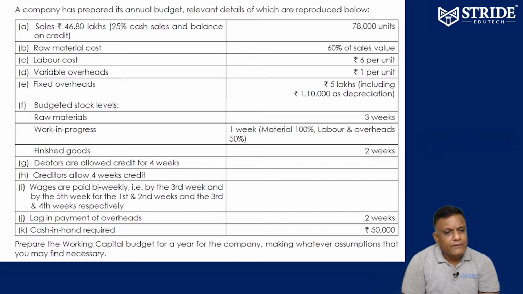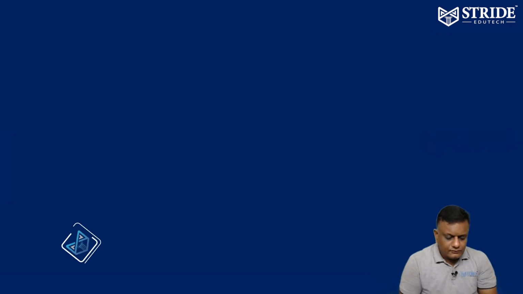Wages are paid bi-weekly, that is by the 3rd week and by the 5th week for the 1st and 2nd weeks and the 3rd and 4th weeks respectively. So every 2 weeks once we have to make payment. Lag in payment of overheads 2 weeks. Cash in hand required 50,000. You have to prepare working capital management for a year and necessary adjustments to be done. Let's see how to solve.